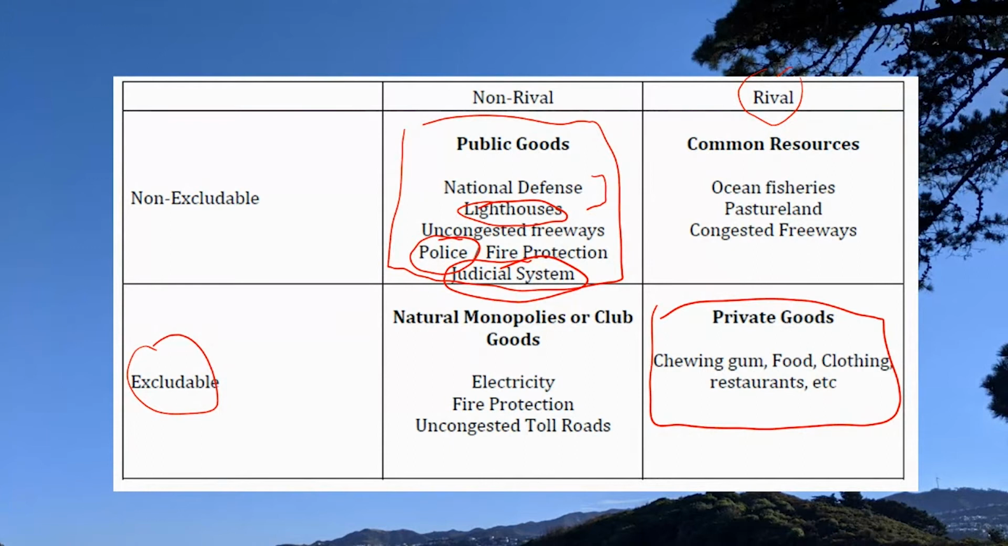All right, now in a couple of lectures or so, we're going to talk about common resources. At that time, we'll talk about how common resources are rival in consumption, but they're difficult to exclude people from participating and using, like ocean fisheries or pasture lands and so forth. And then lastly, there's natural monopolies or club goods, which we'll include as another class of types of goods, but we're not going to be talking about that in any detail.